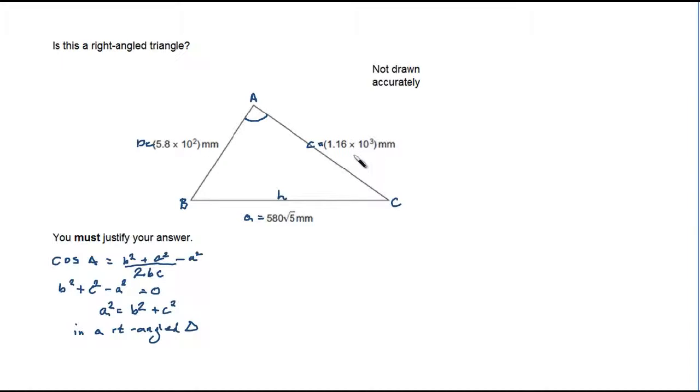And in fact, if I, for example, multiply this by 10, so just rearrange this in a way. Multiply this by 10, so I've got 11.6 times 10 squared.